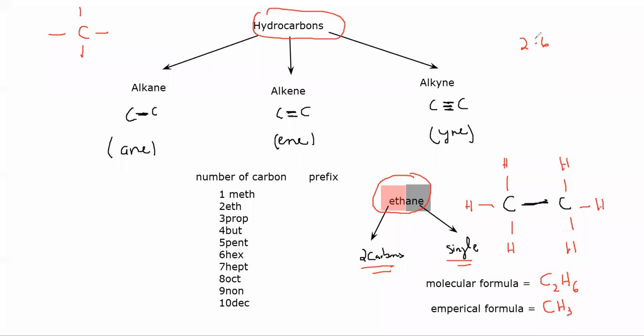What is the simplest ratio of 2 and 6? The simplest ratio between 2 and 6 is 1:3. And whenever we represent the simplest ratio, we call that the empirical formula. Is it clear?